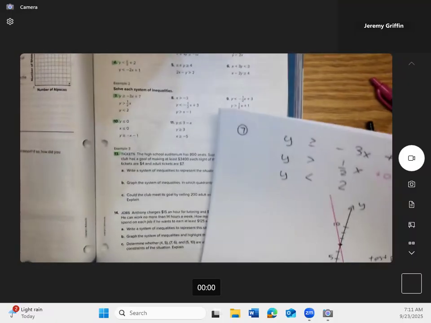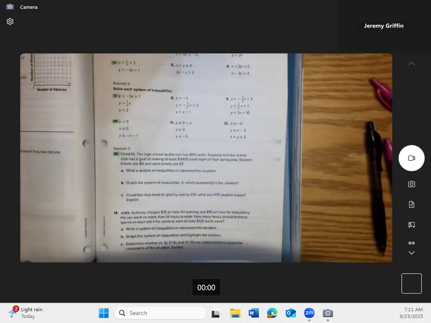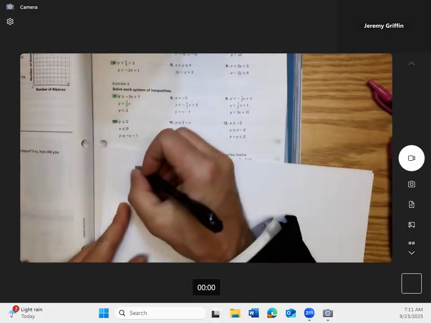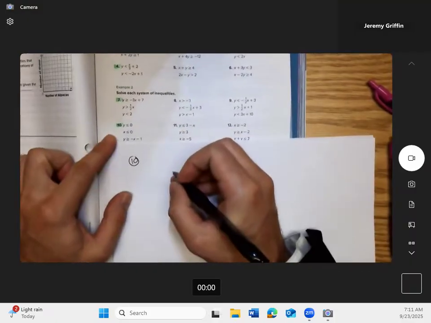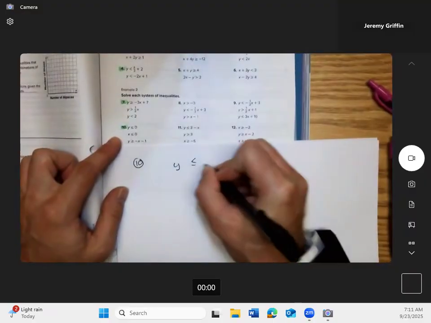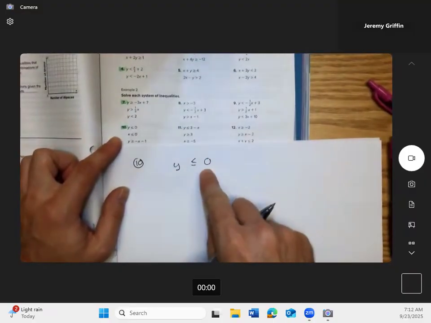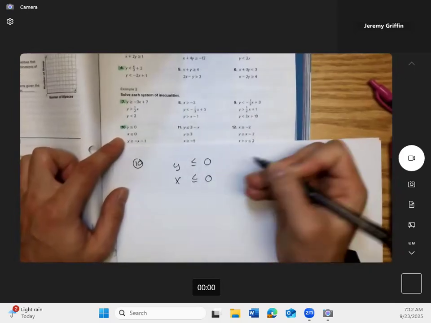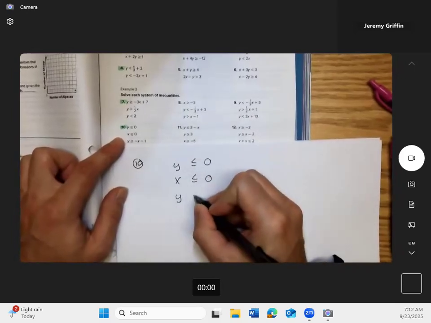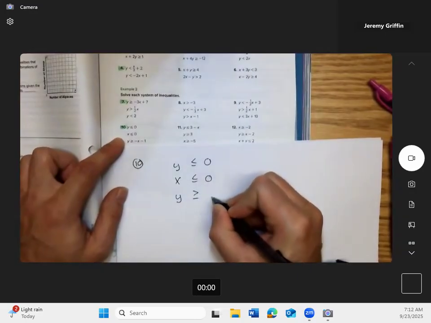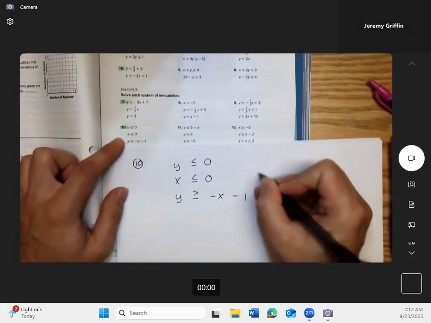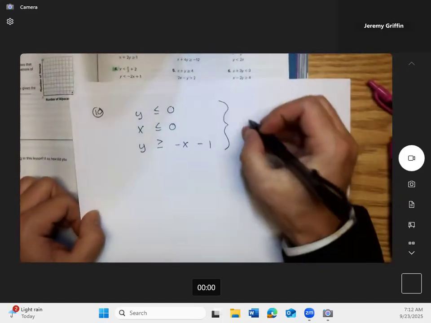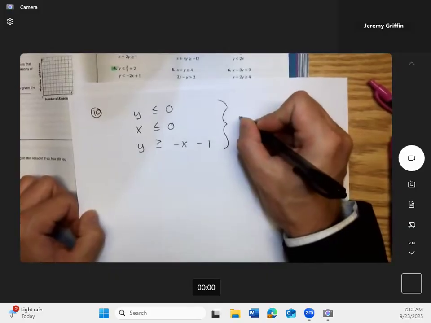We got next. Number 10. Let's get a new page. I got y is less than or equal to 0. So y could be negative or 0. X also could be negative or 0. And then also y is greater than or equal to negative x minus 1. So these are all, and well, this one is slope intercept. We can graph these. So here's my system.